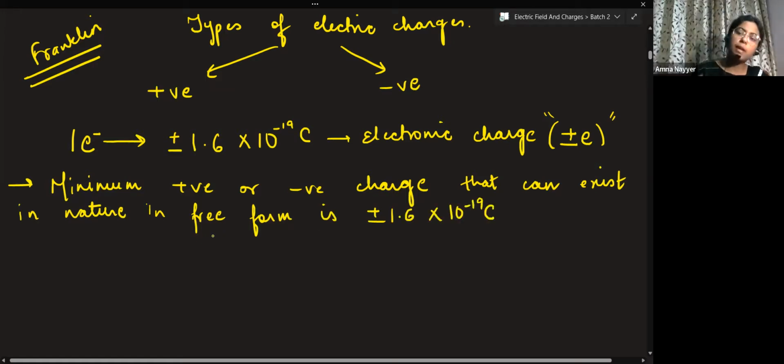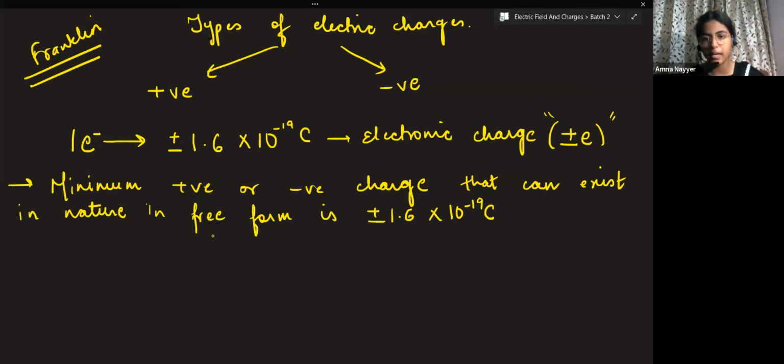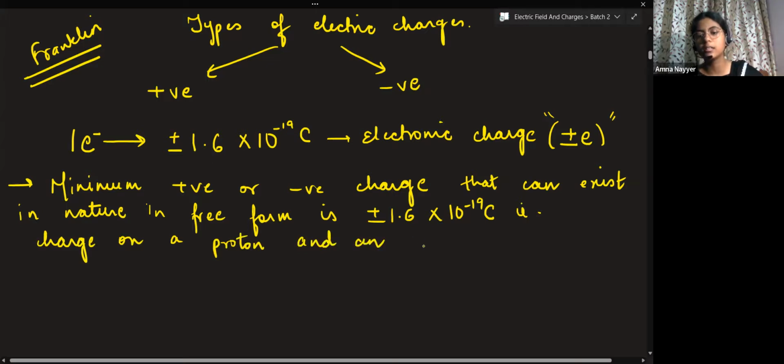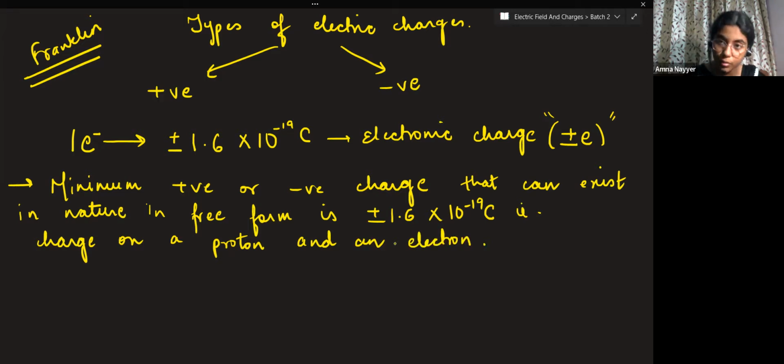So when I'm writing plus minus, this means for positive charges you should write the symbol plus, and for all the negative charges you write the symbol negative. This is the charge on a proton and an electron. This is the minimum charge that is possible. So you should remember this value, 1.6 into 10 to the power minus 19 coulombs.